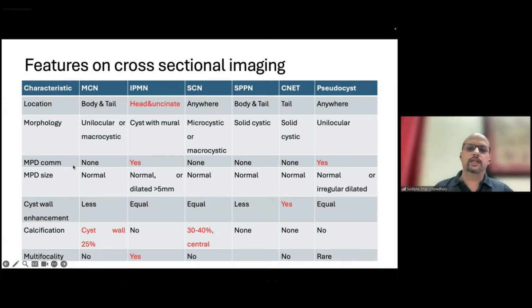If you look at MPD communication, then only IPMN and pseudocysts have communication with the main duct. The main duct size is normal in most circumstances, except for an IPMN, which can be dilated more than 5 millimeters, or in pseudocyst, where the duct may be dilated or irregular in the setting of chronic pancreatitis. If you look at the cyst wall, enhancement of the cyst wall is typically seen in cystic neuroendocrine tumor. And if you look at calcification, then only two of them have calcification, and that also at two different sites. Mucinous cystic neoplasm have calcification in the wall, in the form of curvilinear calcification, and serous cystadenoma have central calcification in 30 to 40%. And regarding the multifocal nature of the disease, only IPMNs are multifocal.